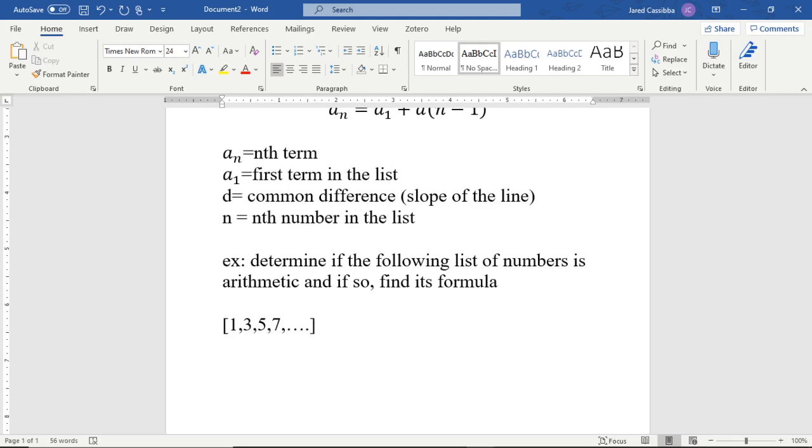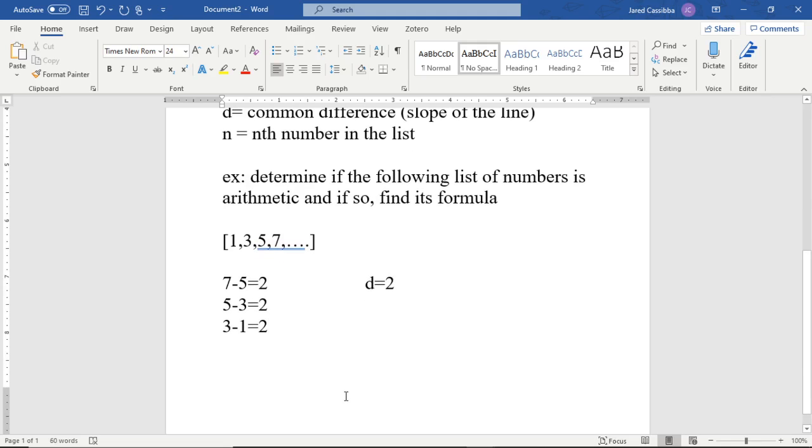There's a couple things we need to find. First, we need to figure out if it's arithmetic. We do that by subtracting each number in the list from the one before it. So 7 minus 5, well that's 2. And then 5 minus 3, that's also 2. And then 3 minus 1, that's also 2. We see that all the differences are the same, they're all 2. So our common difference, our d, in this case is 2. So we actually have an arithmetic sequence right here.